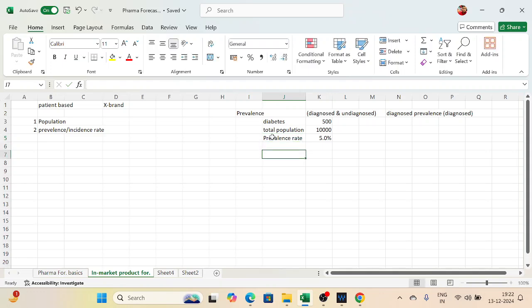Now let's assume out of those 500, only 400 are diagnosed. Diagnosed cases are only 400 and 100 are undiagnosed.